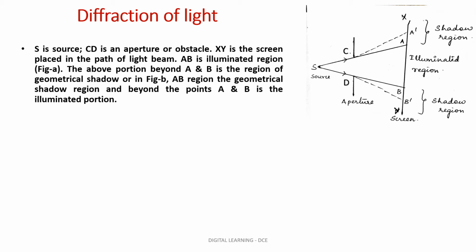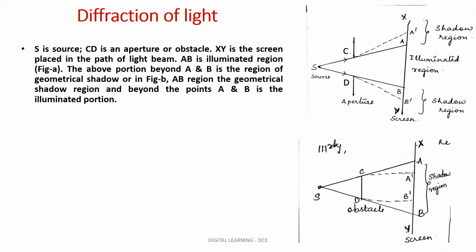Let us take up the next case. Here, instead of an aperture, we have placed an obstacle in the path of the light. Now light is reaching the screen above and below the obstacle. So region AB should be a shadow region and the region above A and below B should be a brighter region. But instead, we observe that the light bends at the edges C and D of the obstacle and reaches the screen at A dash and B dash. So, we see that the light from the brighter region has encroached into the shadow region.